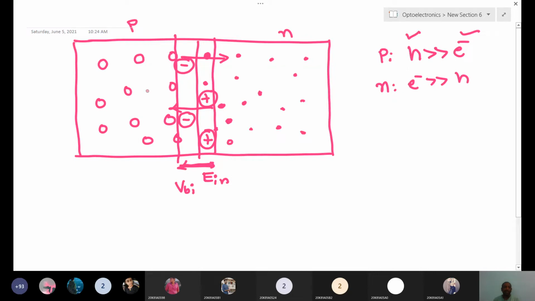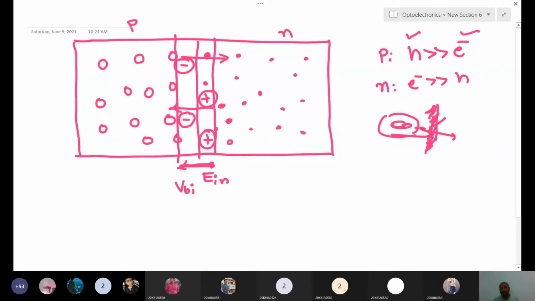Similarly, on the P side the hole density is still higher, and they want to cross because the charge gradient is higher, but there is a barrier. See a simple example. Suppose you have a dam, a water reservoir. Here the water level is high, and the water wants to go to this side, but there is an obstacle here, so it cannot go. The water is stopped here. Once you open the gates, the water will go downside.